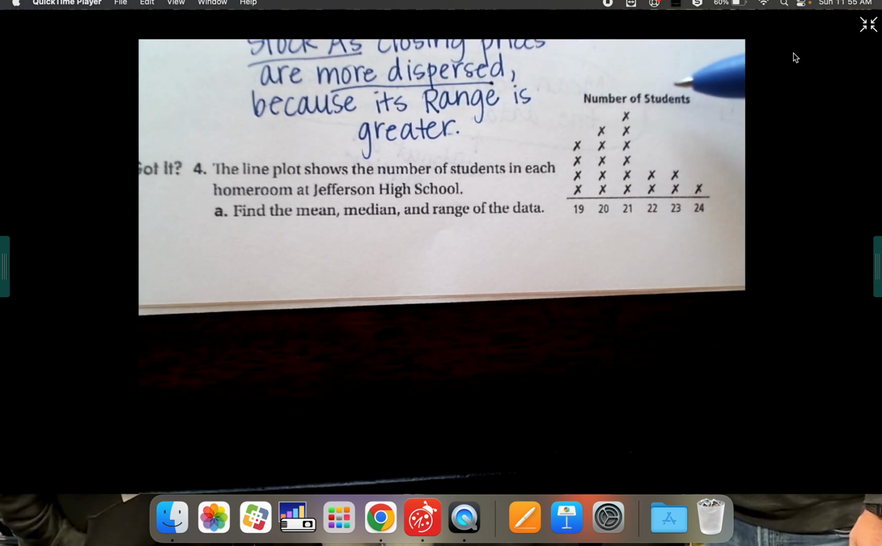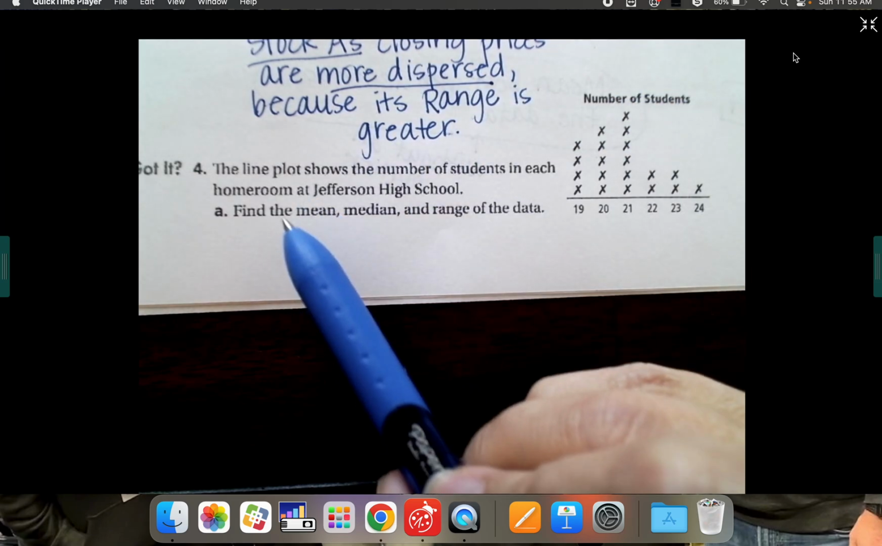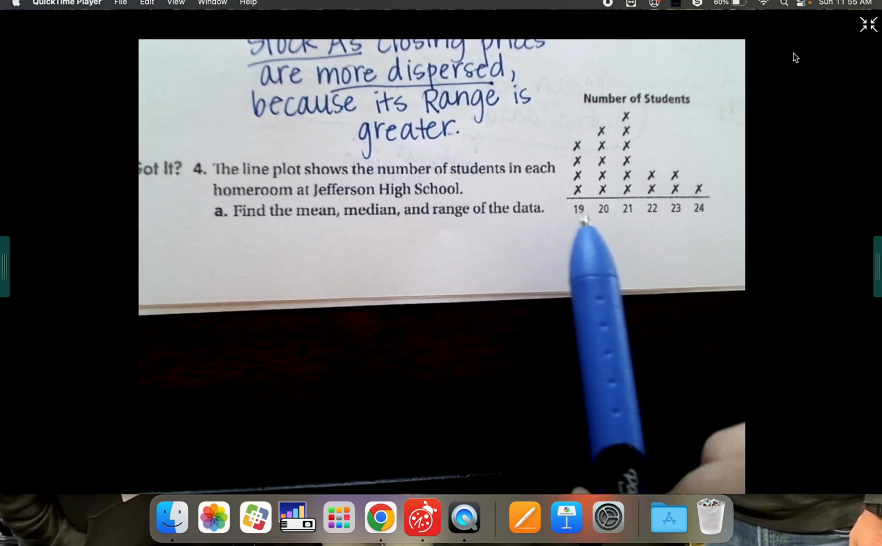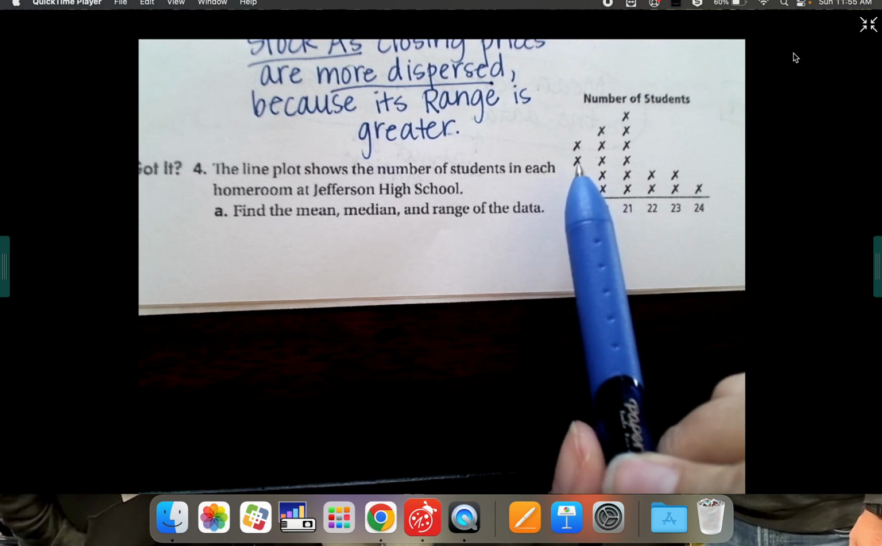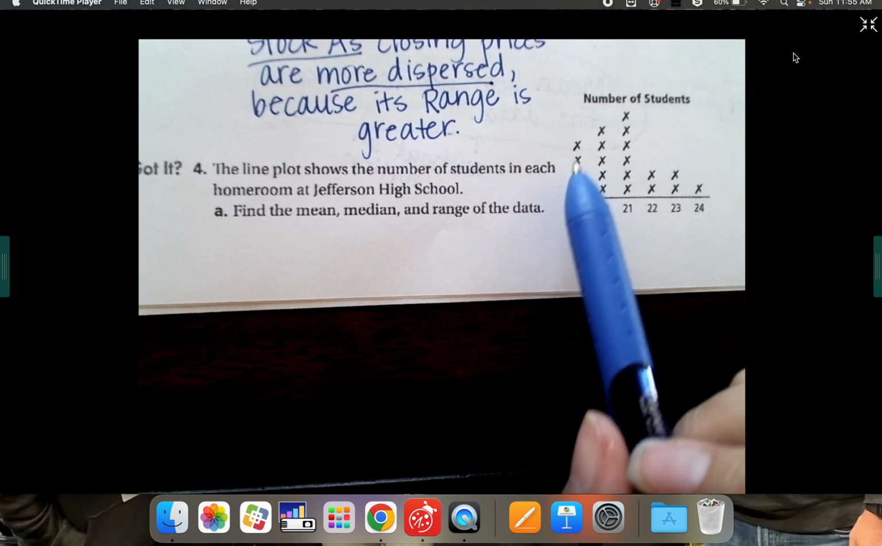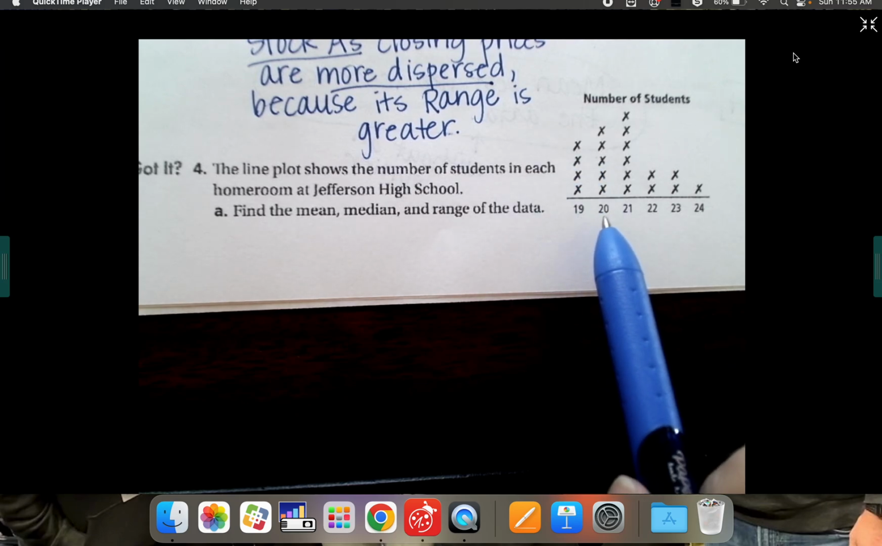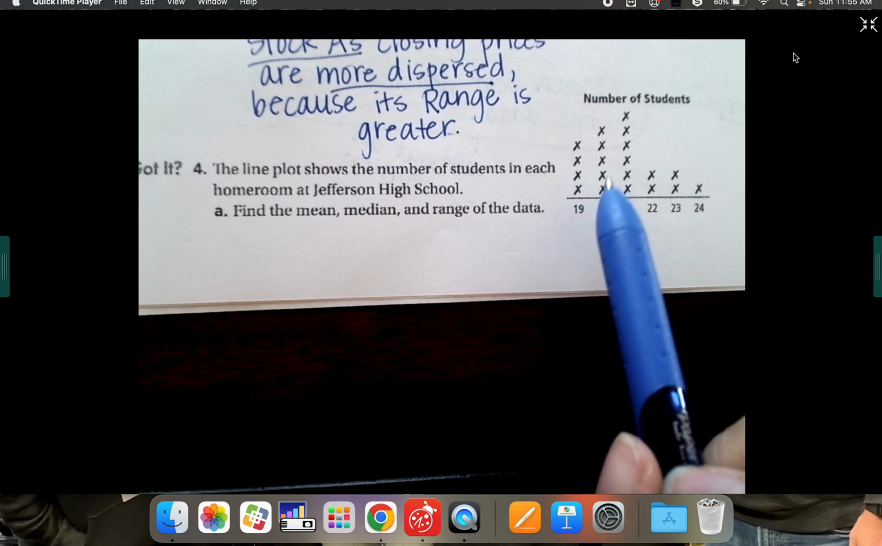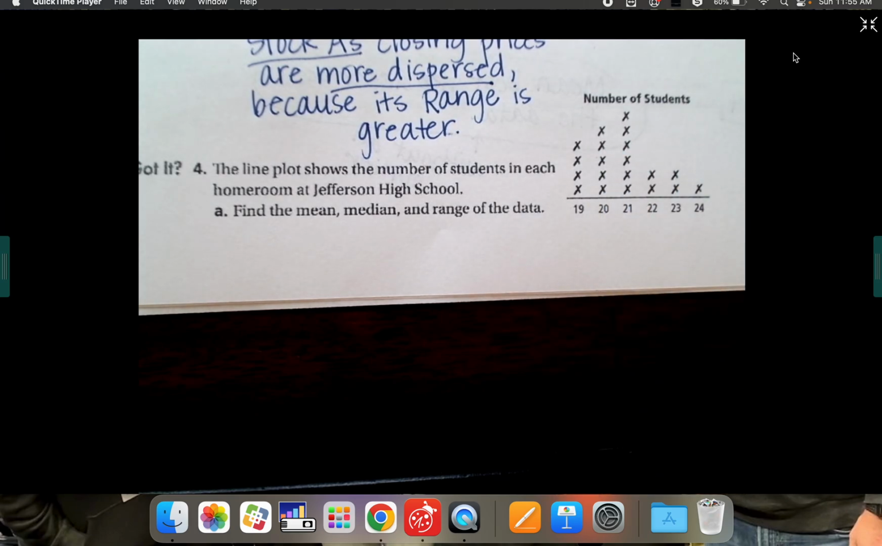So number of students in each homeroom class at Jefferson High School. So 19 students in the class. There are 4 classes that have exactly 19 students. That's what those X's above the line mean. Classrooms that have 20 students exactly, there are 5 at Jefferson High School. There are 6 classrooms that have 21, 2 classrooms that have 22, 2 classrooms that have 23, and 1 classroom has 24 students in it. So that's how to read a line plot.